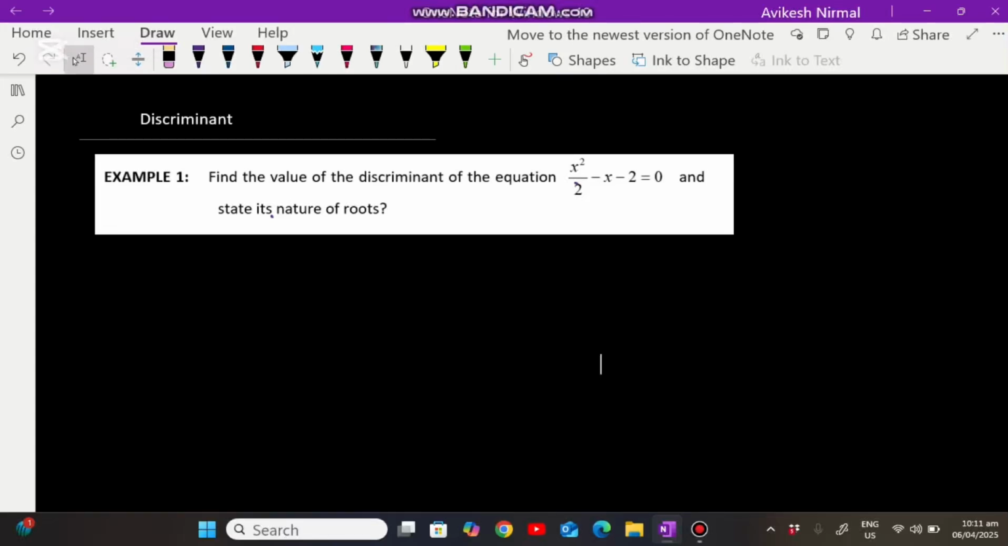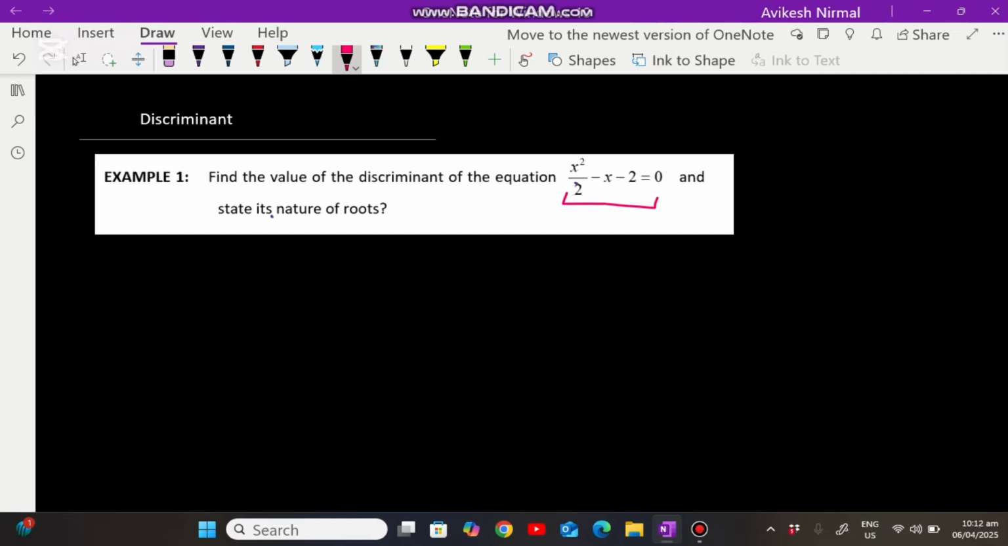Today we will look at the discriminant, and in the following videos we will look into calculus and how we can use calculus to plot quadratic graphs. But today it's all about the discriminant and the nature of roots, so we'll go straight into the example. We want to see how we can find the discriminant here.